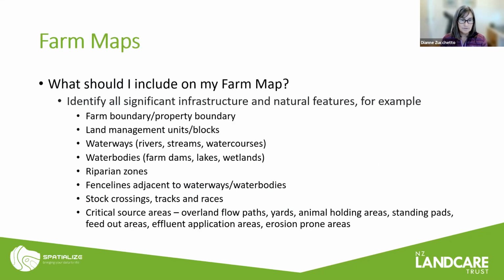So what should you put on your farm map? You can start with your farm boundary, your property boundary, your land management units, waterways such as rivers, streams, watercourses, water bodies such as farm dams, lakes and wetlands, riparian zones, fence lines adjacent to your waterways and your water bodies, stock crossings, tracks and races, and your critical source points such as your overland flow paths, your yards, animal holding areas, standing pads, feed out areas, effluent application areas, and erosion prone areas.